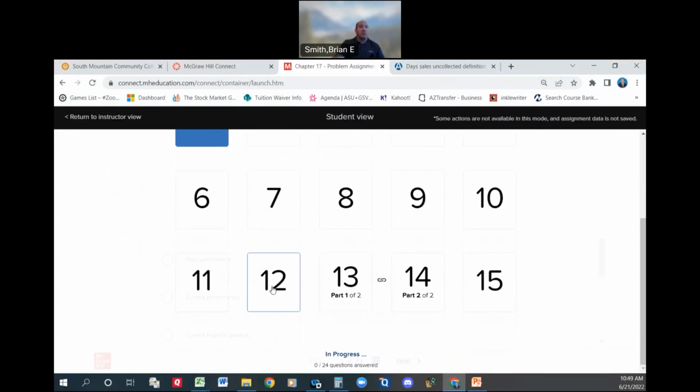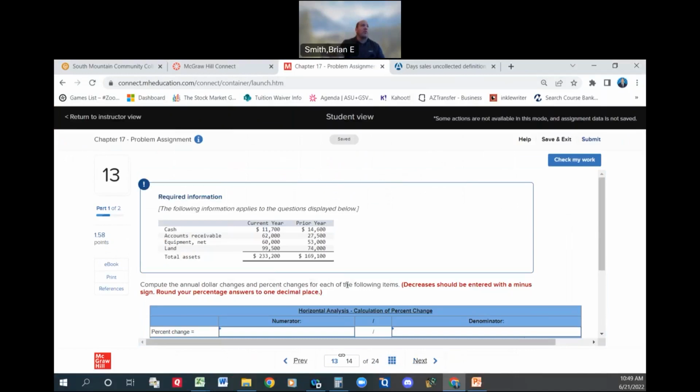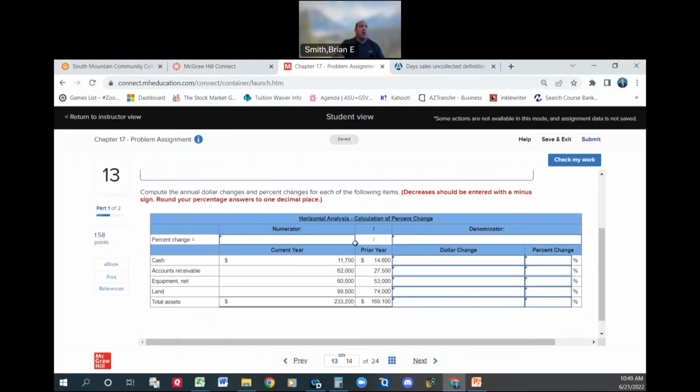You have multiple choice up to problem number 12, and this is our number 13 here. We're going to be computing the annual dollar change and the percent change for each of the following items. Here they all are. We're looking at this as a horizontal change from year to year.